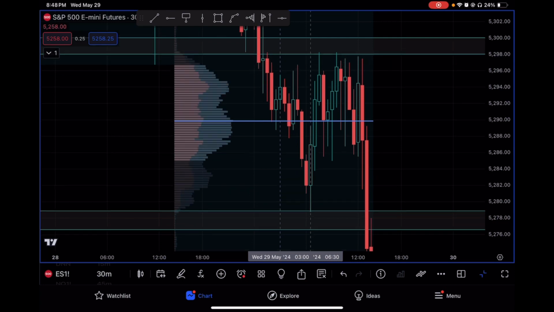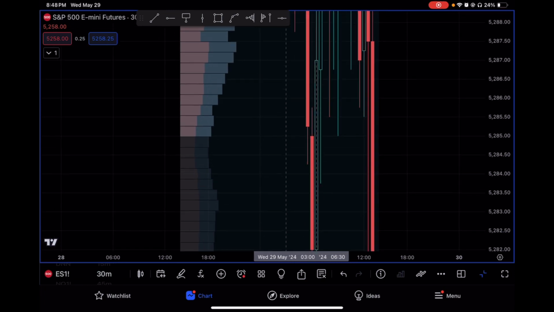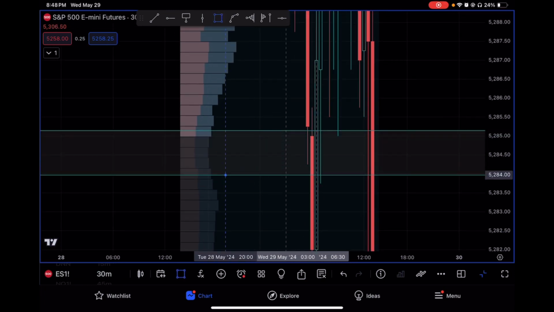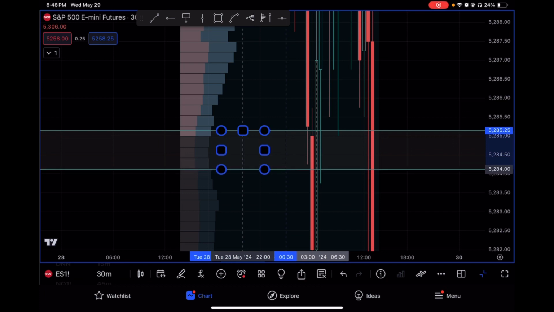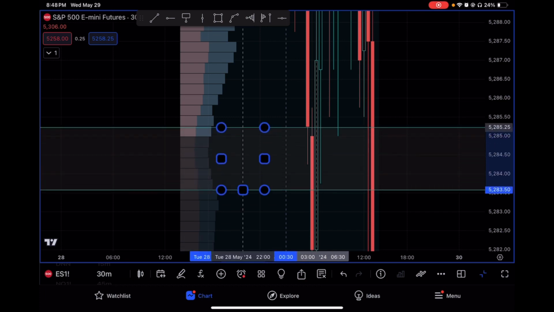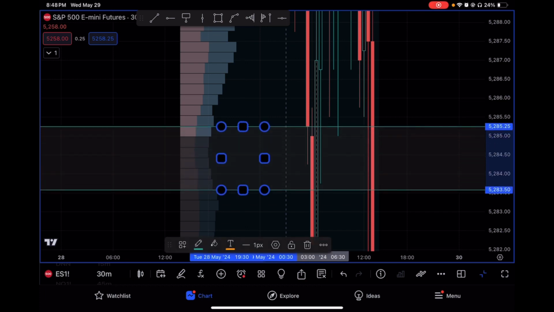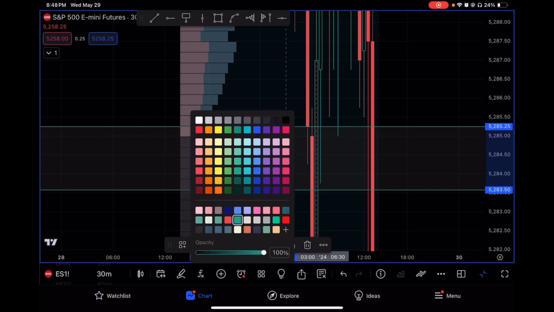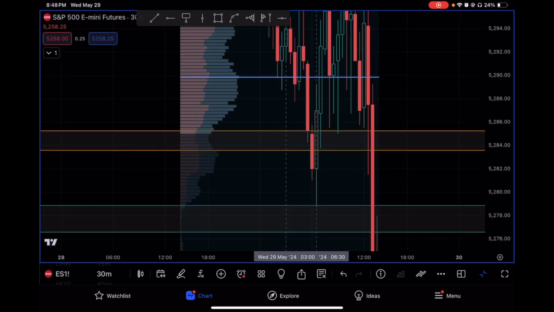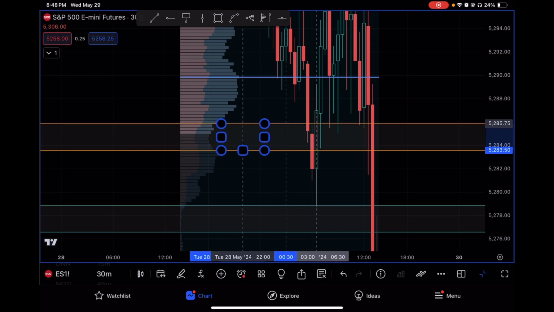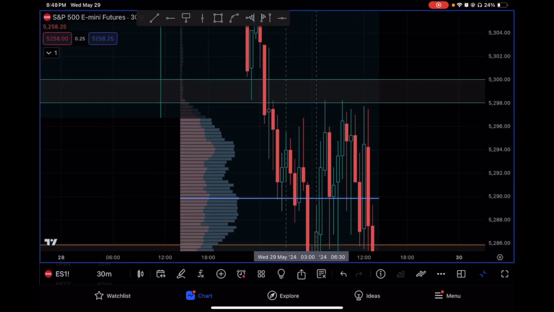So I like that equal distribution there, that equal volume. So I'm gonna mark this here, and I'm gonna use that for entries. Let's go to where that little beacon part is.